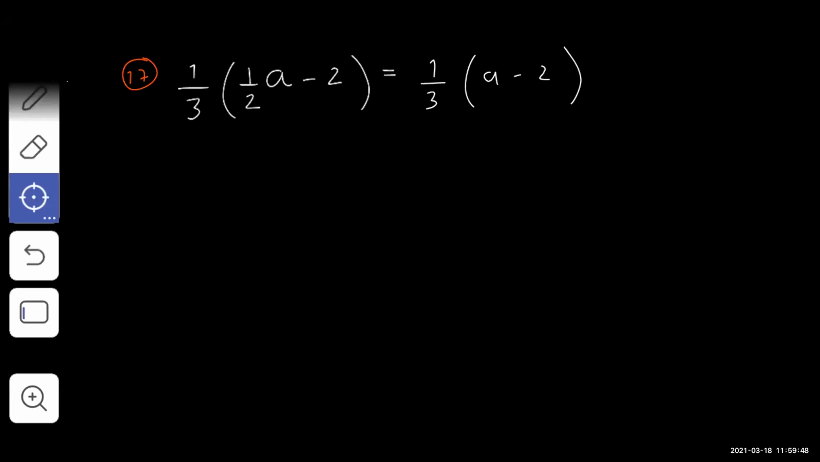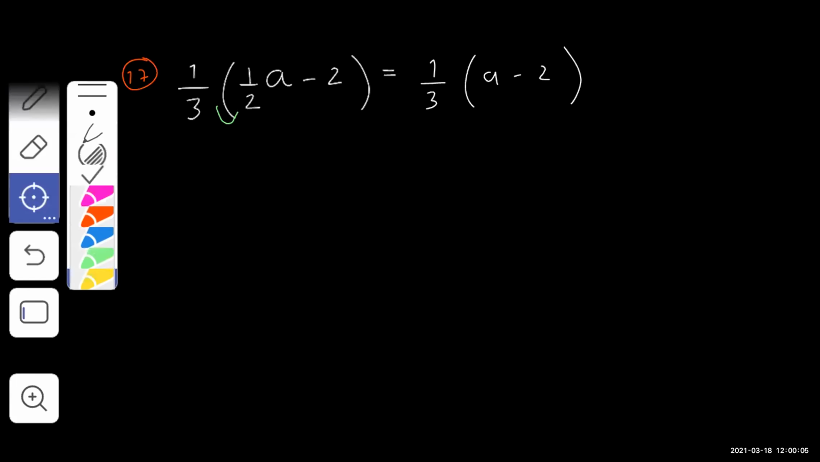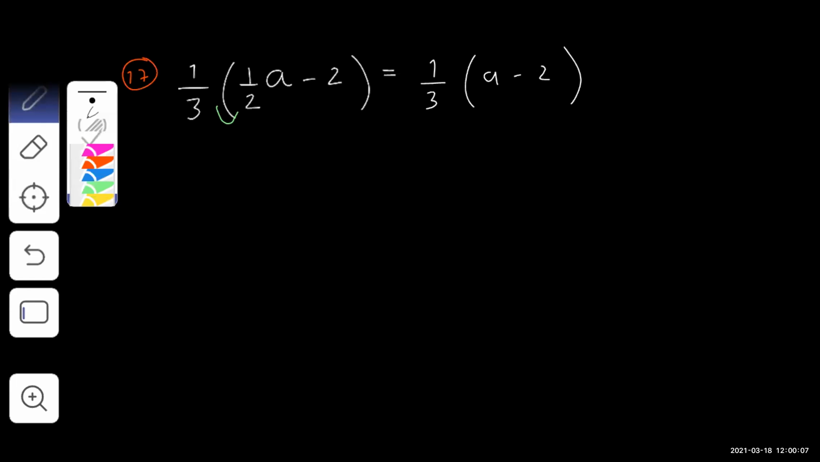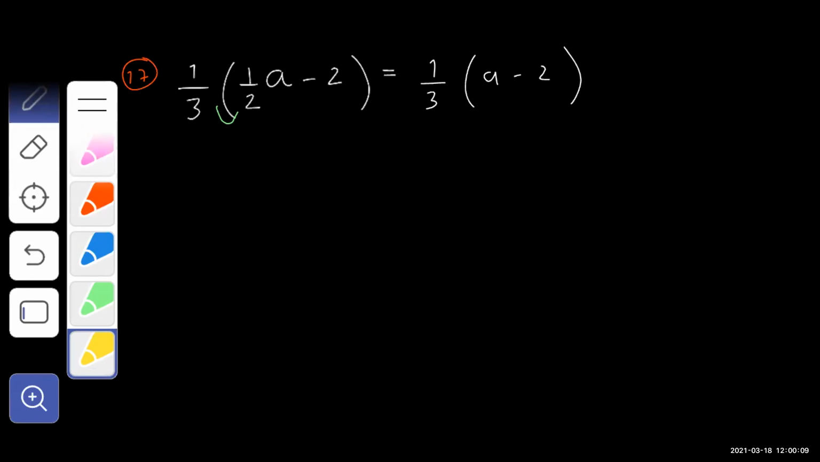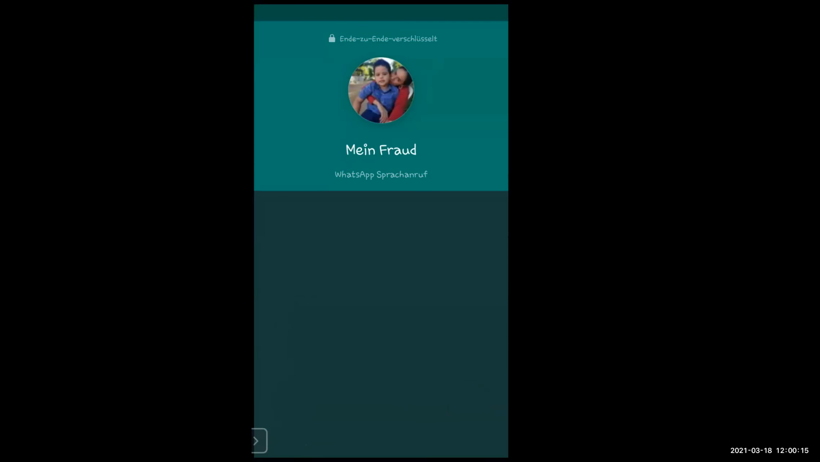Let's have a look at this one. We got parentheses, one third of a minus 2. I cannot simplify this. This is simplified. Then the only solution that I got is to use the distributive property, right? Yes. We need to multiply 1/3 times 1/2. If you don't remember, guys, I'm going to do it right here.